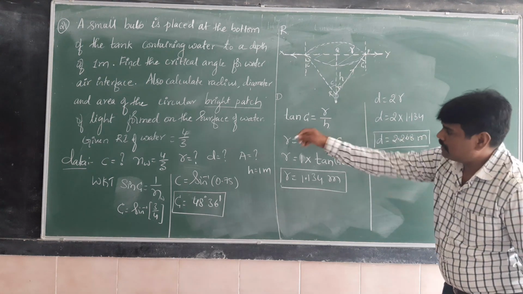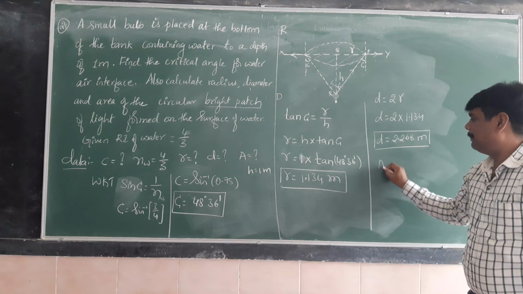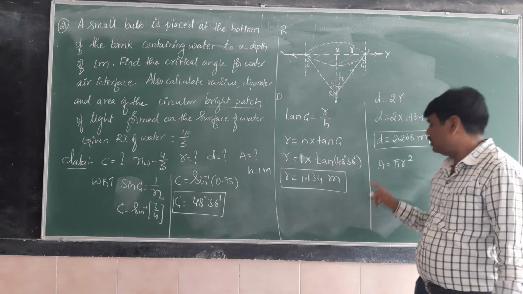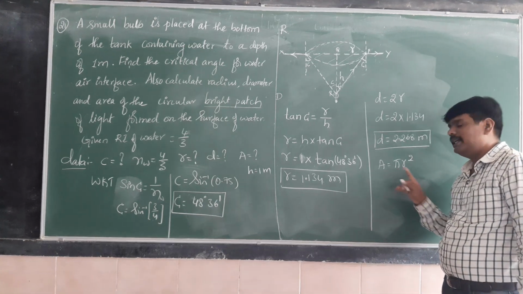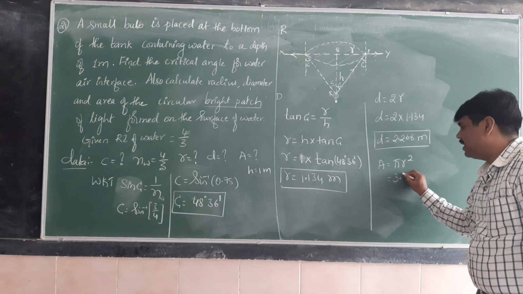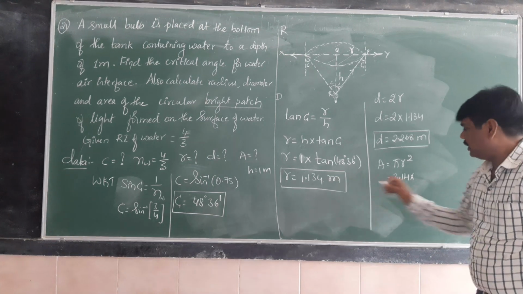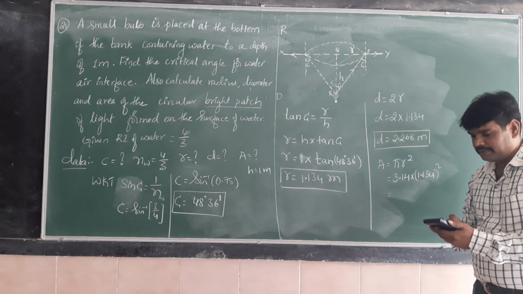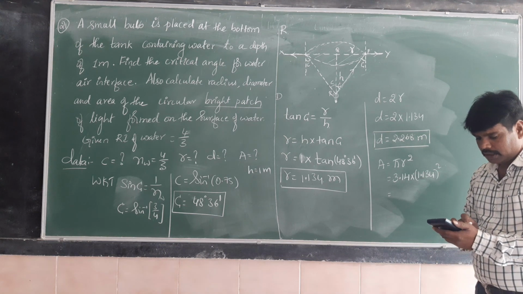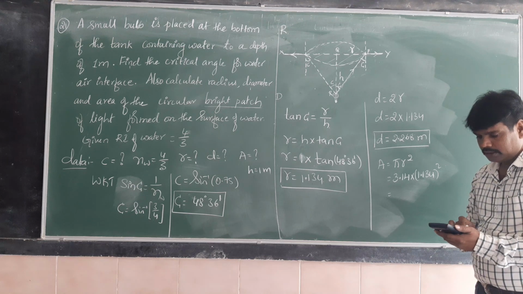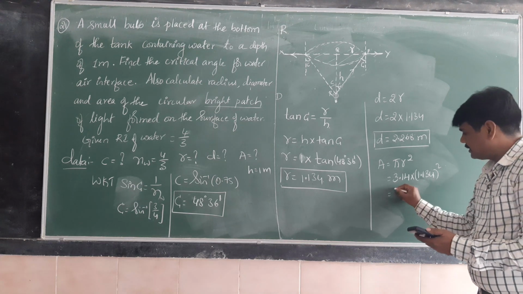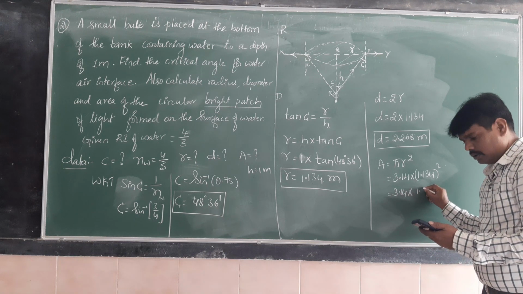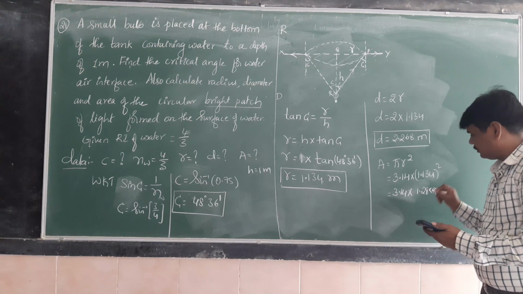And one more thing we have to calculate, the area of the bright patch. Area is equal to pi r square. A very familiar equation. So area of the circle is pi r square. Pi is 3.14. It's a standard value. Radius you already calculated, 1.134 whole square. So if we calculate this value, 1.134 square is 1.2859.